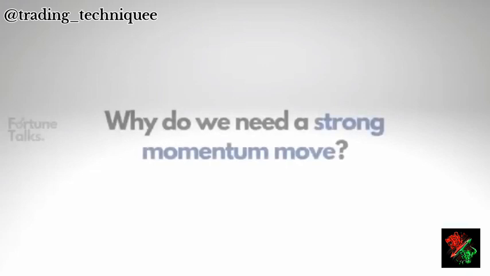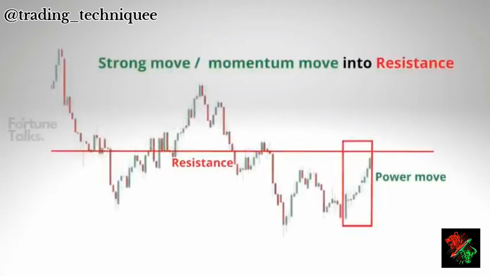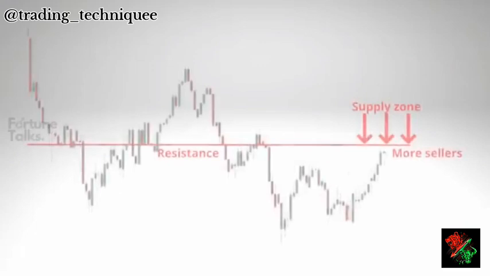Initially, I have told that you need to see a strong momentum move or power move into the area of support or resistance. Let me explain why you want to see large bodied candles into an area of support or resistance. Now let's say when you look at a resistance and when you have a strong move coming to the resistance level, at this point, ask yourself what exactly a resistance is. So in the previous video, we told that resistance is a price level which stops the price from moving up, or simply it is a level where the supply is high.